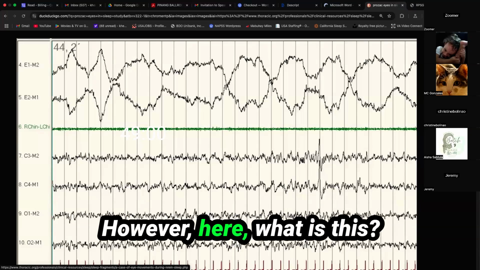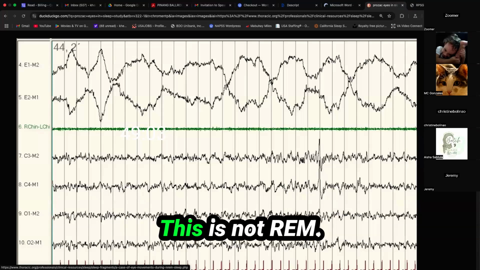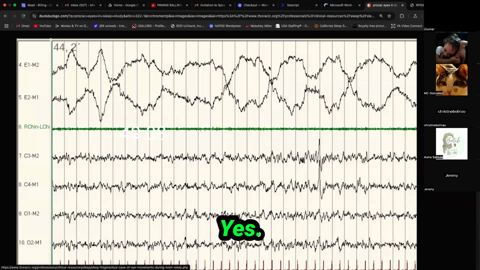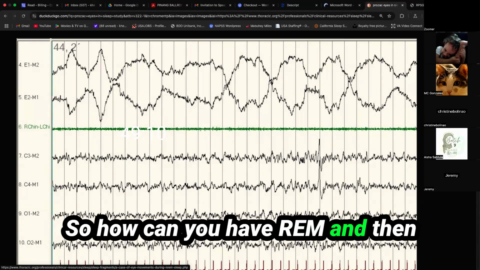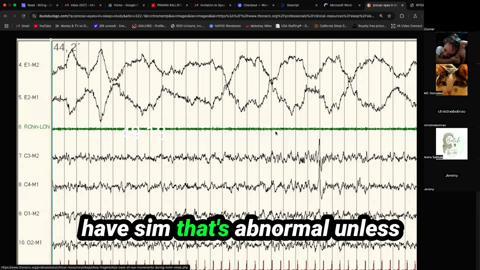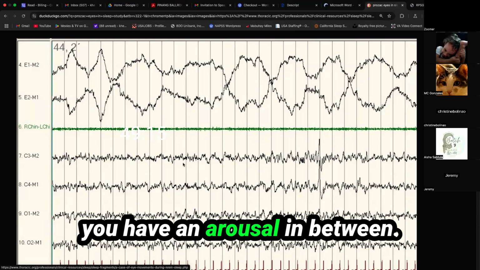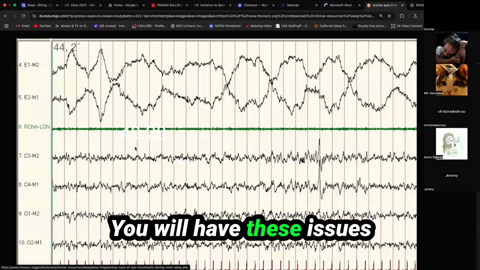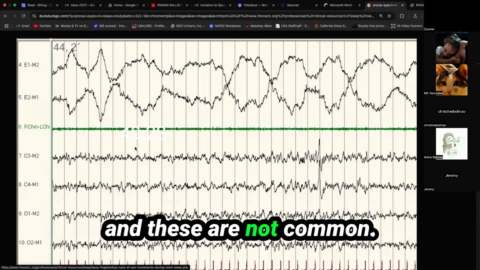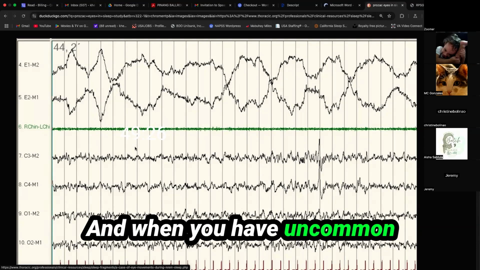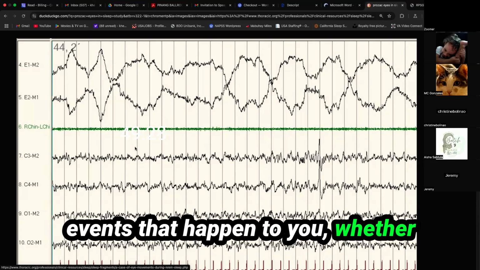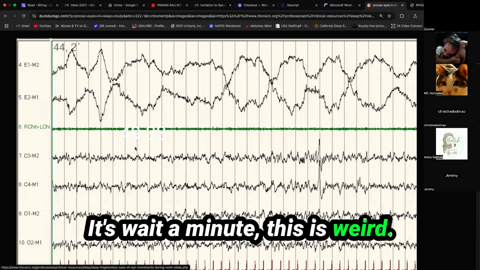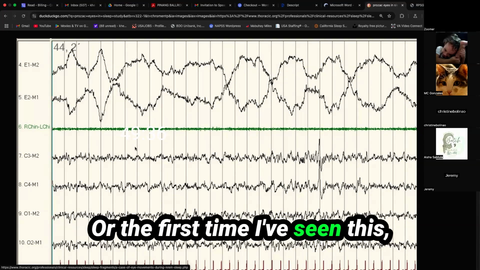However, here, what is this? This is not REM. This is SEM, slow eye movement. Agree? Yes. So how can you have REM and then have SEM? That's abnormal. Unless you have an arousal in between, so it will change the sleep stage. You will have these issues, and these are not common. And when you have uncommon events that happen to you, whether you're new in sleep or you've been in sleep for 12, 15 years, wait a minute, this is weird. This usually doesn't happen, or first time I've seen this.